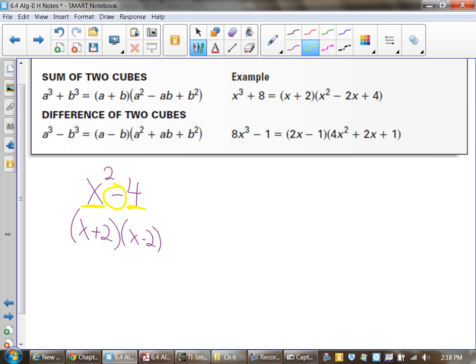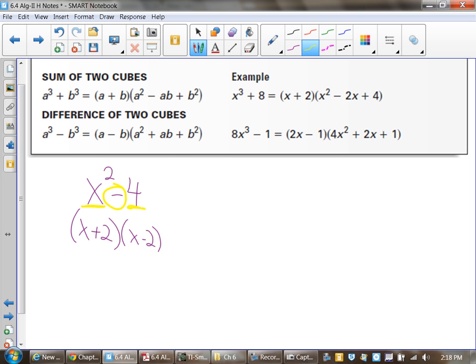What changes when you have difference or sums of cubes? Oh, speaking of which, could I have done this if it was x squared plus 4? Could I factor if there's an addition symbol between those two? No, I cannot factor that. I could solve it, but I can't factor it.